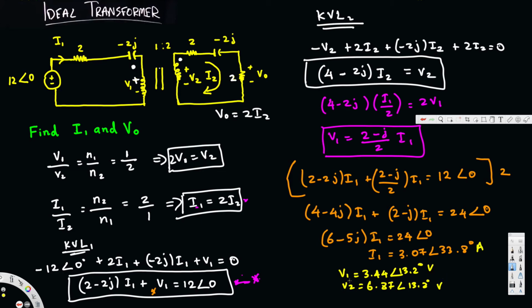And we can find out the I2 using this relationship. 2 times I1 divided by 2 is equal to I2. So if you find out I2, you will get 1.54 angle 39.8 amperes. And then if we solve for V0, V0 is equal to 2I2, and we know I2 is this one, 1.54 angle 39.8 amperes, and therefore V0 is going to be equal to 3.07 angle 39.8 degrees, and this voltage, this is our V0. And that's how we do this kind of problems.